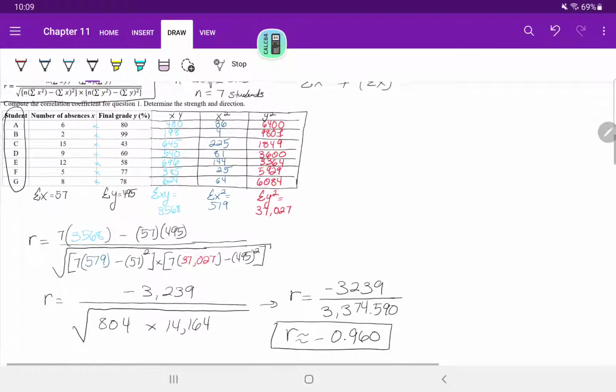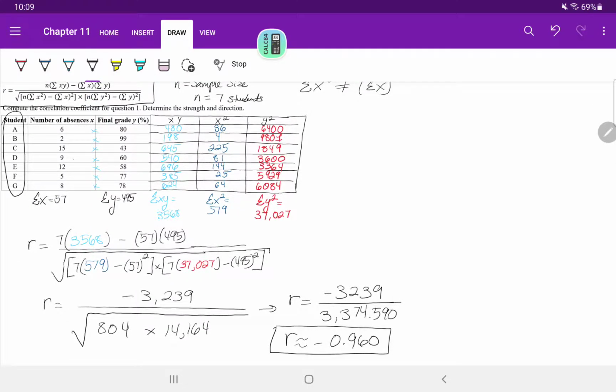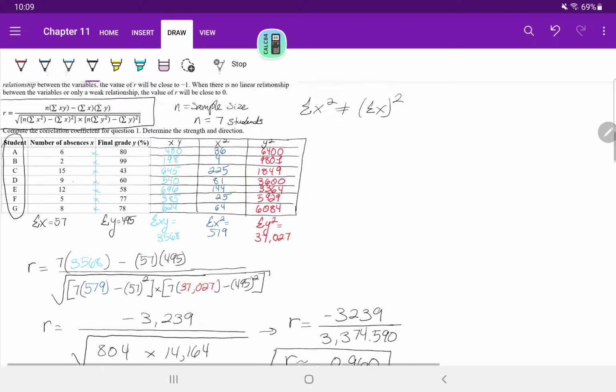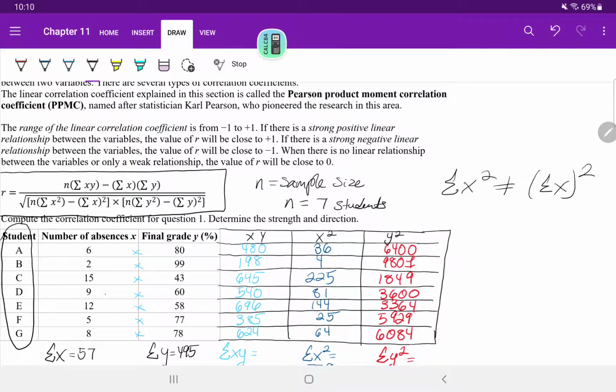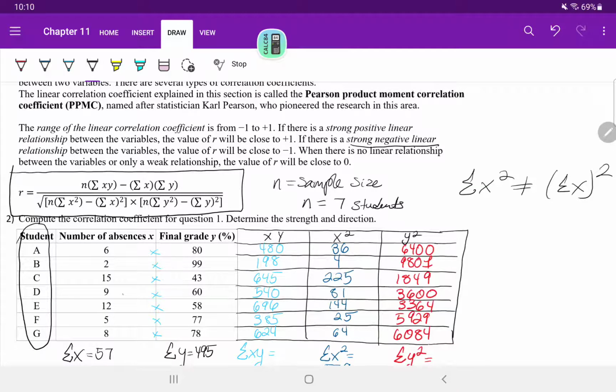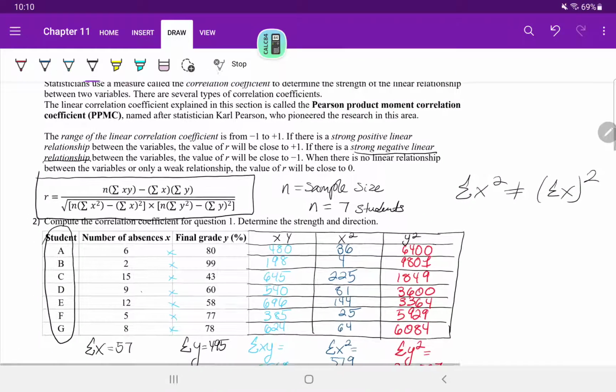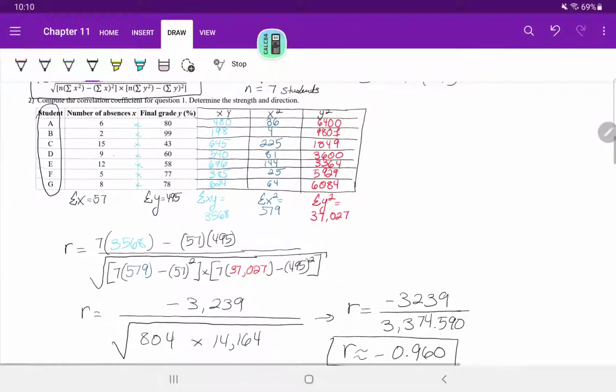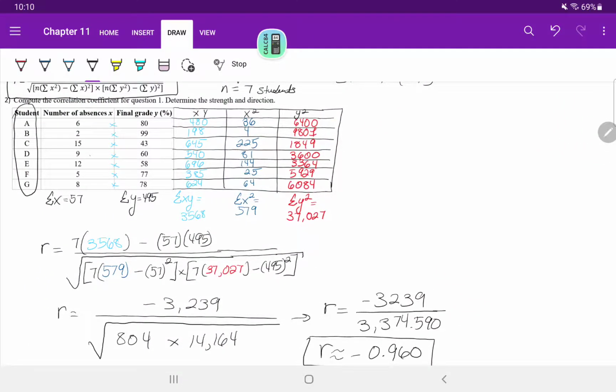Now, we're going to use what we know about the correlation coefficient to talk about the strength of the relationship and the direction. Because we know here, the negative sign, we know that there is a negative relationship. And remember what it says here. The value of R closer to -1 will indicate a strong negative linear relationship. So the relationship between the number of absences and the final grade is a strong negative linear relationship.